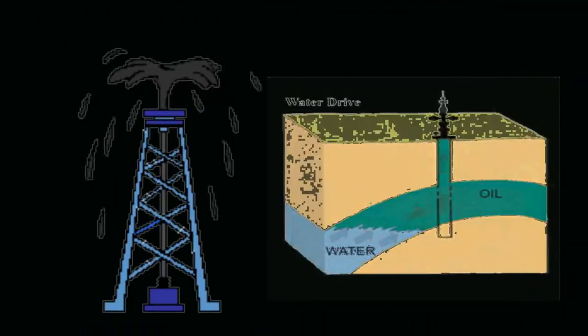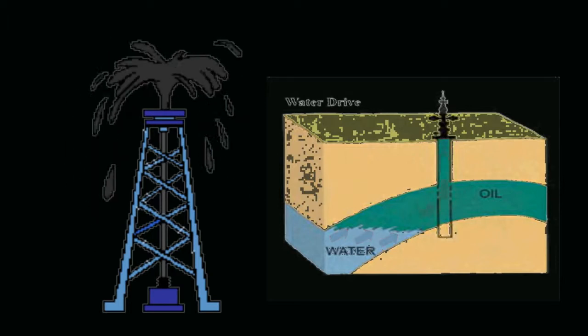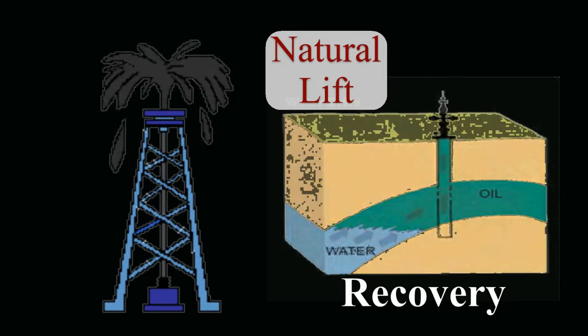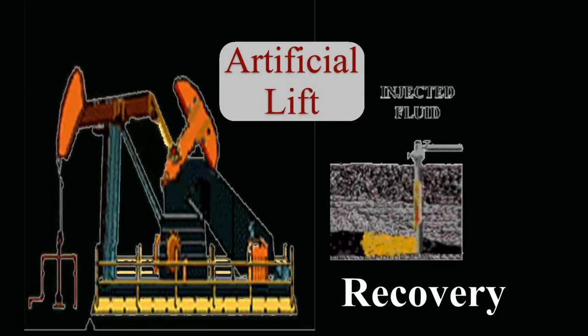Chapter 10 begins with a discussion of the two sources of energy used in the initial and subsequent stages of recovery. The first source, most commonly used in recovery, is natural and is called natural lift. The second source is man-made and is called artificial lift.